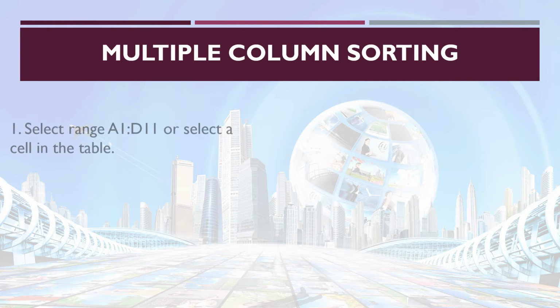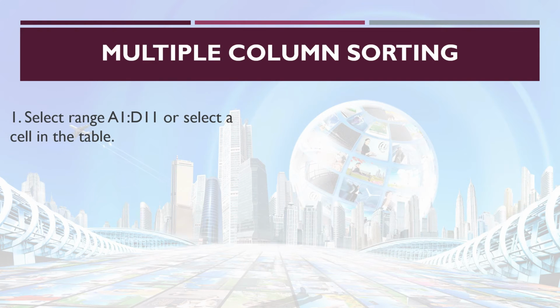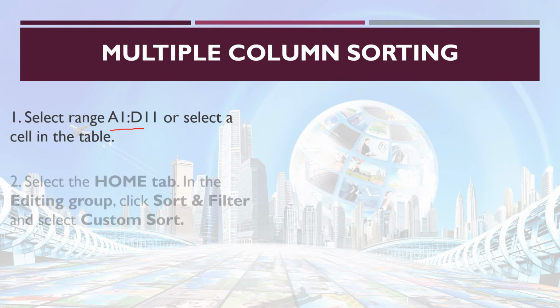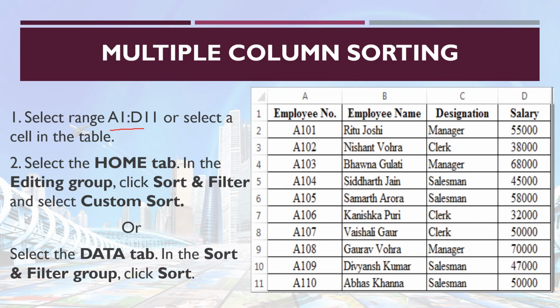Let's see the steps now. The first step, you have to select the range of cells A1 to D11 or select one cell in the table. See here, from A1 to D11 you have to select. So that means all the cells you have to select, or else you can select any one cell in the table. Then as I told before, we have two ways to click the sort data option, right? One is available in the home tab and the next is available in the data tab.